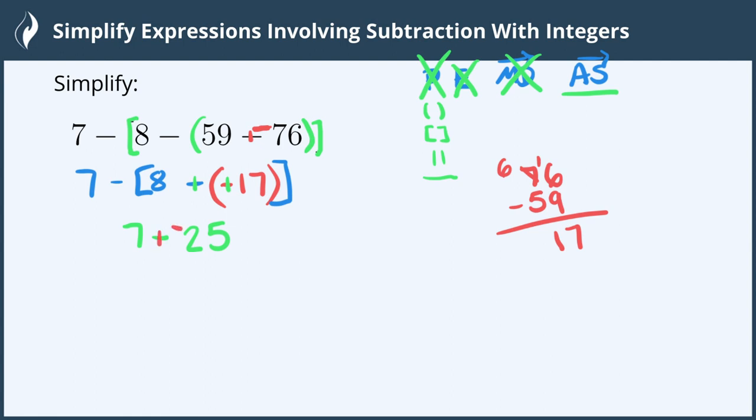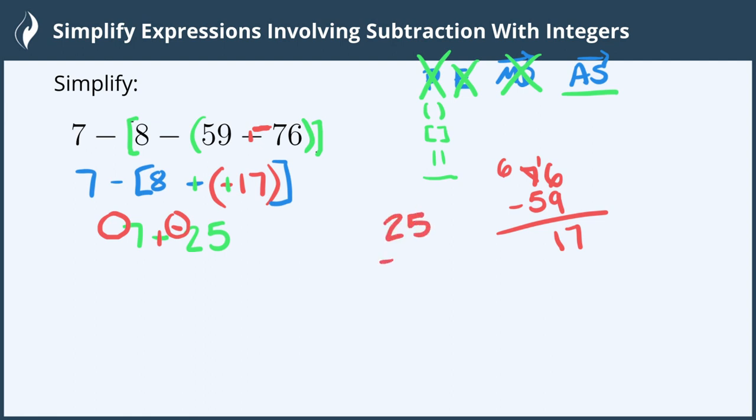7 minus 25, and just like we did at the beginning, I'm going to change this to add the opposite so that it's a negative 25, and I can see that I have a positive 7, and since nothing's there, that means it's positive, and a negative 25, meaning that they have different signs, and that means that I need to subtract.